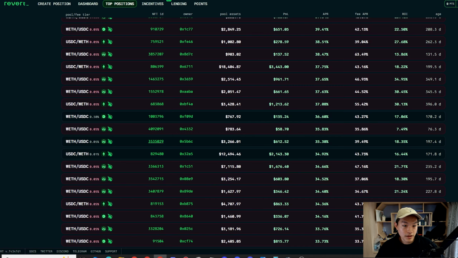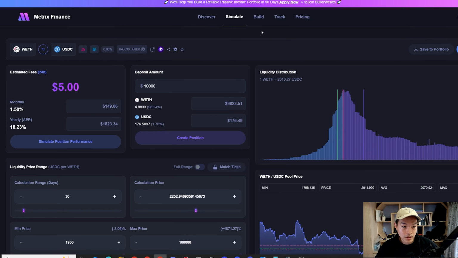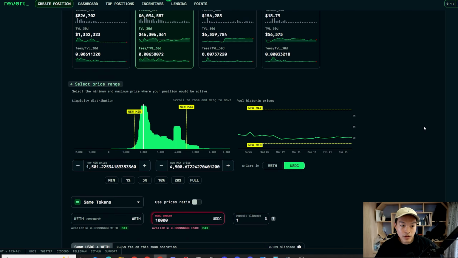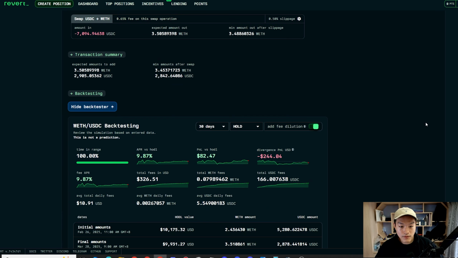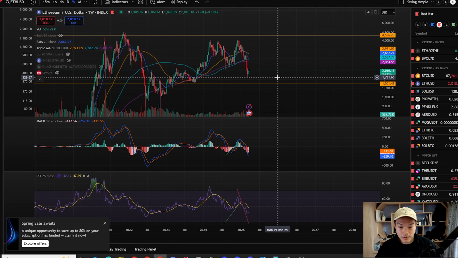So the whole process, again: discover the pools on Revert, hit simulate in the metrics finance, and then we're going to look at the impermanent loss calculator, and then we're going to backtest again with Revert finance to make sure our APR is good enough. So I know it's a bit complex for beginners, but once you run through a few examples, you will get it. Trust me, just follow through this video and try something similar.